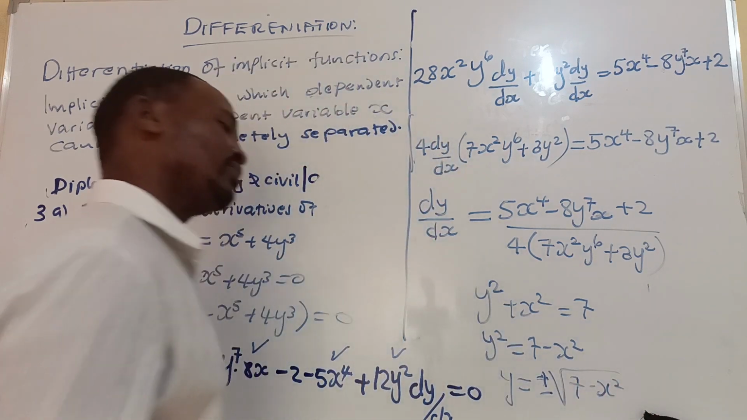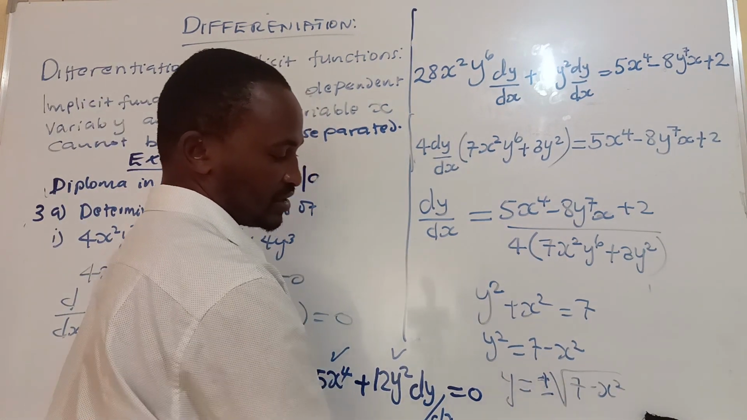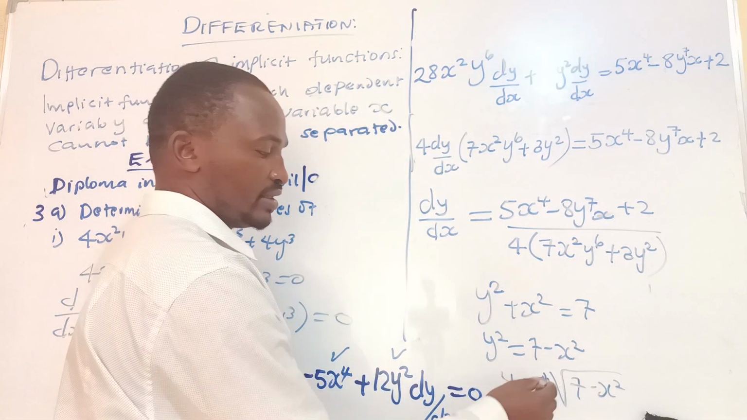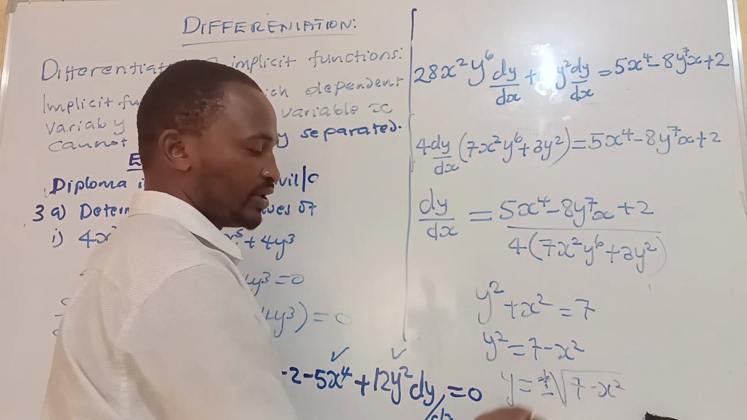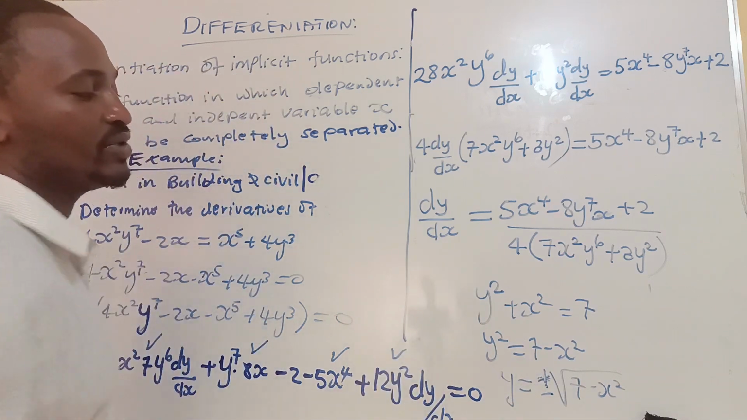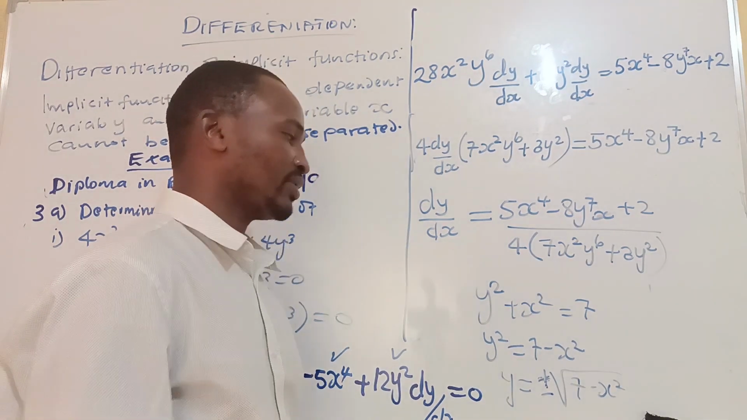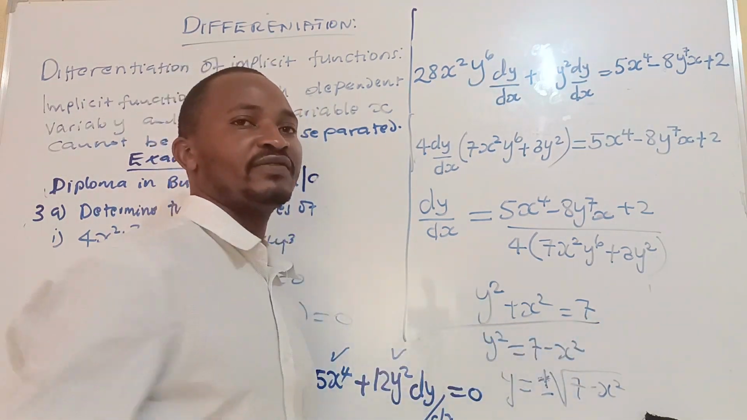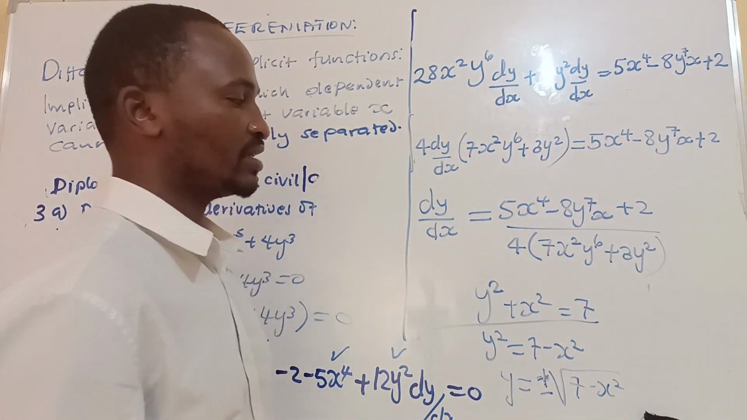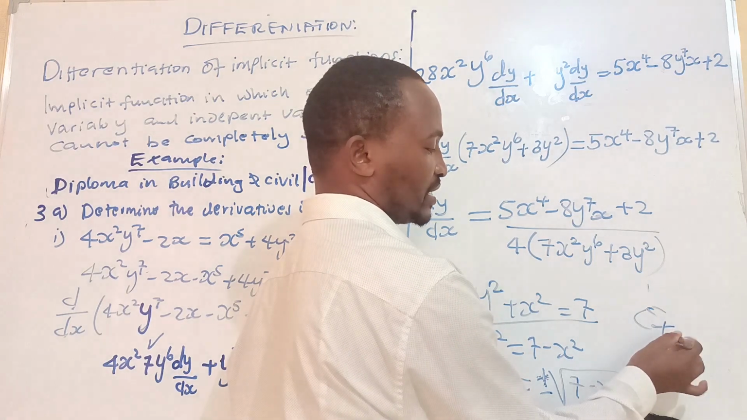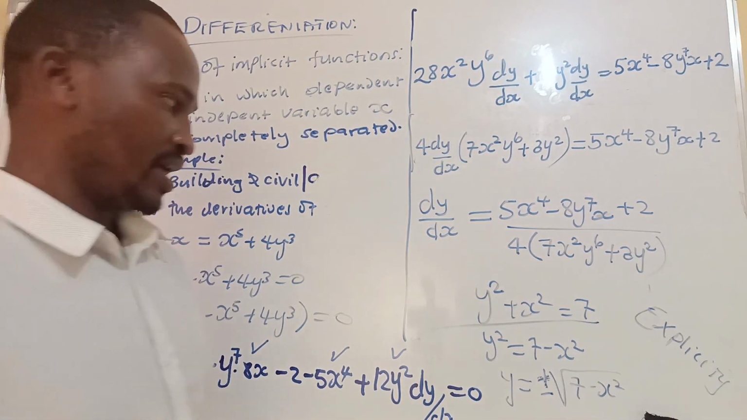So again, we cannot associate y to either of these. Because we are not sure which one to associate y with, whether plus or minus, in this case we say we cannot completely separate y's and x's, and we call this an implicit function. If it's possible to separate y's and x's, that function is explicit, and in that case, you just use the normal way we differentiate.